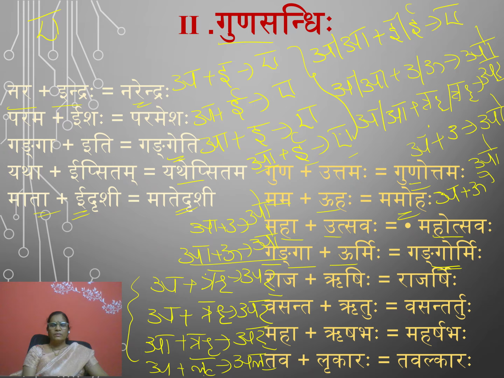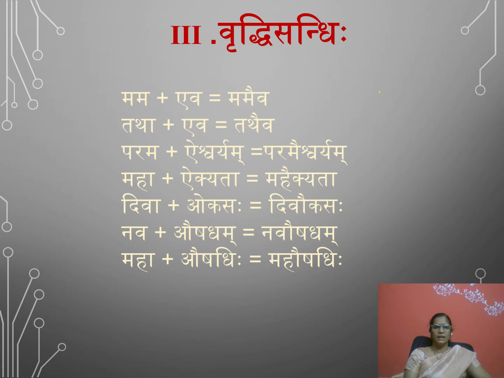So, by this, what is the conclusion? In Guna Sandhi, with A plus E we are getting A, A plus U we are getting O, A plus Ru we are getting R, A plus Lru we are getting Al. A, O, R we are getting, right? So actually Guna means A, O, R only. A, O, R are called Gunas. So that's why this is named as Guna Sandhi. Okay, understood? Next Sandhi is Vriddhi Sandhi.